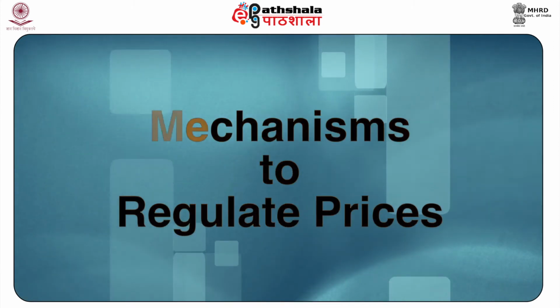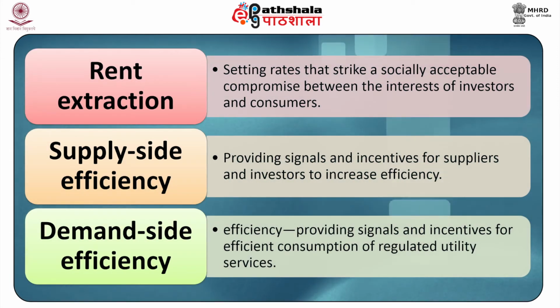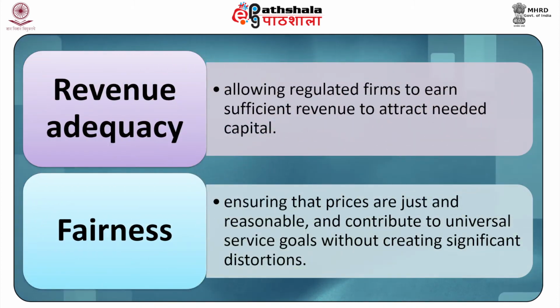Next, mechanisms to regulate prices. Five basic goals should guide the design of price regulation. Rent extraction, setting rates that strike a socially acceptable compromise between the interest of investors and consumers. Supply side efficiency, providing signals and incentives for suppliers and investors to increase efficiency. Demand side efficiency, providing signals and incentives for efficient consumption of regulated utility services. Revenue adequacy, allowing regulated firms to earn sufficient revenue to attract needed capital.